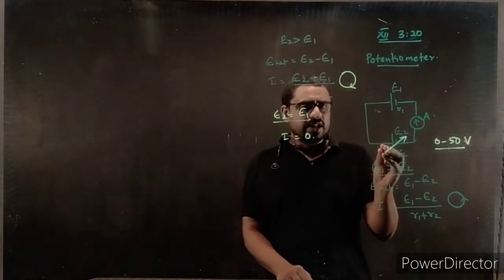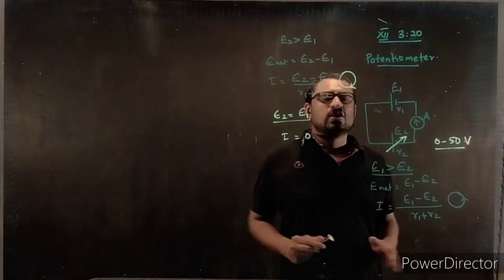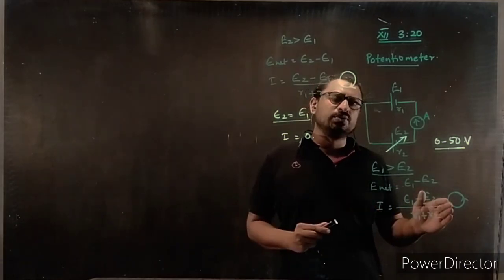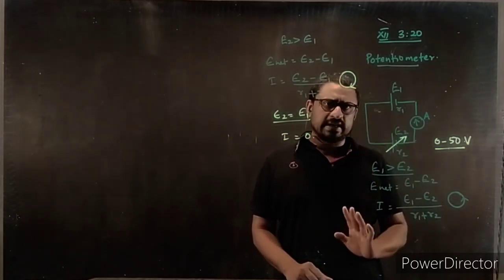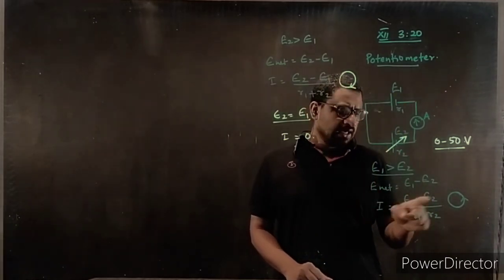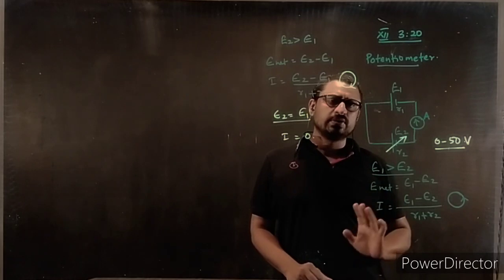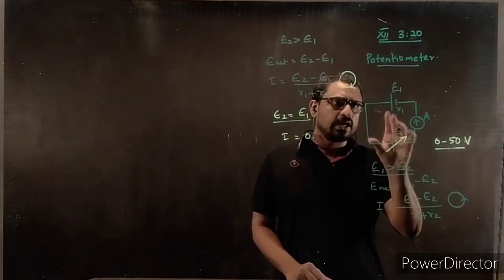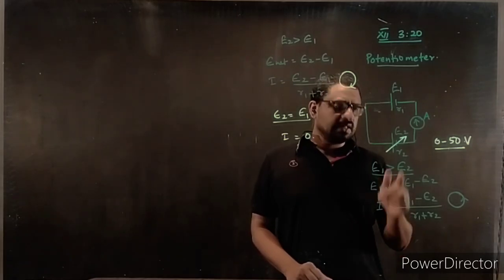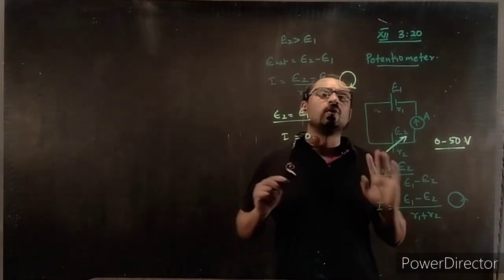So you change the value of E2 from 0 onwards, slowly increasing E2. This will reduce the current because E1 is a fixed value. At a particular value of E2, the current drops to 0. That means the value of E2 and E1 are equal now.